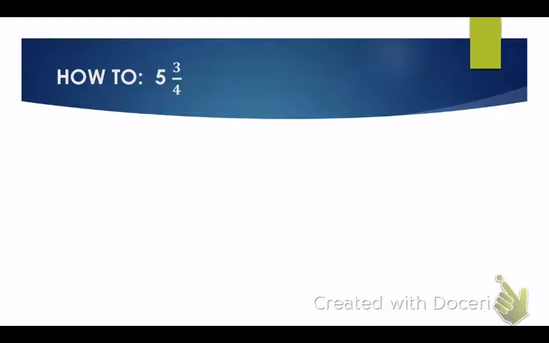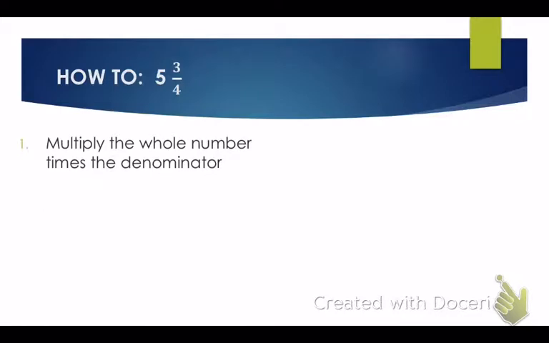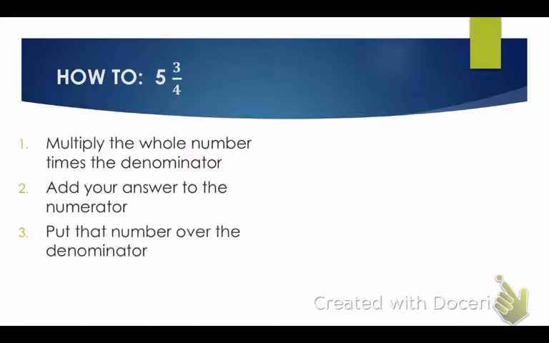All right, so we're going to get started on how to convert a mixed number to an improper fraction. 5 3/4 is going to be our example. You need to write down these 3 steps. The first step is that you need to multiply the whole number times the denominator. Then you need to add your answer to the numerator. And finally, you need to put that number over the denominator. Let's show you this example.